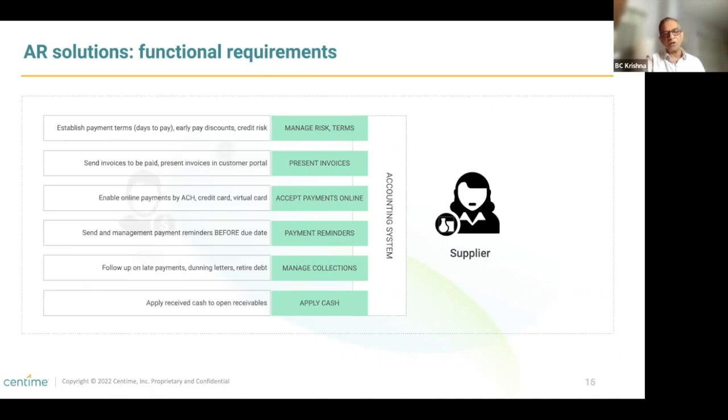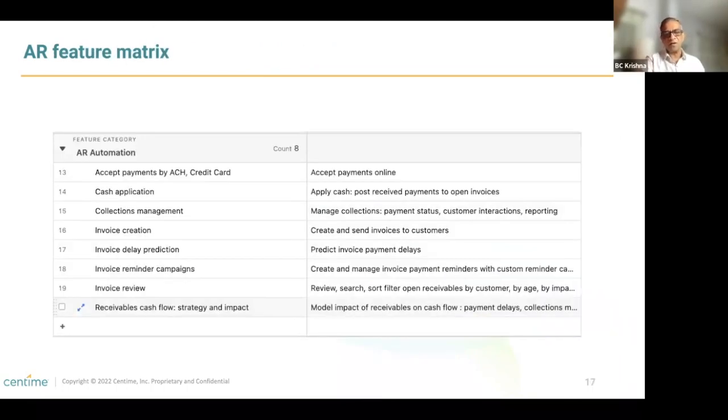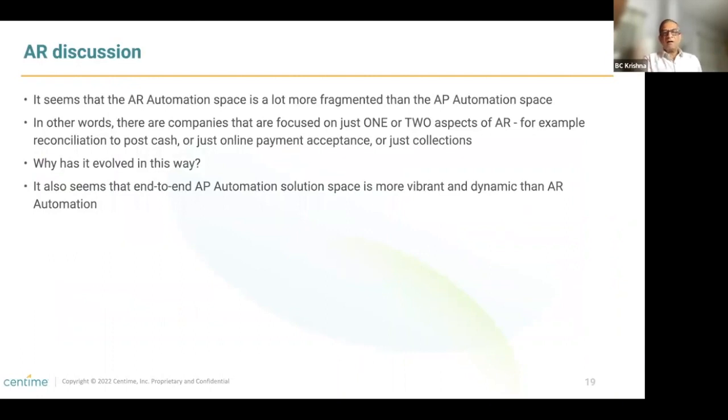So again, what we've tried to do is to highlight a little bit more of the detail associated with each of these things. And then, like I said earlier, a matrix that helps you assess how important these are to your own buying journey. AR, it's a lot more fragmented, it seems, and Ken, please jump in at any time. One of the things that I'll tell you is that it feels to us that maybe it's because AR has historically, the receipt of cash has been historically seen as more important, more critical. After all, it's cash. Businesses have invested in many more point solutions in the AR space. And I think we're seeing very few of the end-to-end AR solutions. I'll say it differently, fewer end-to-end AR solutions than end-to-end AP solutions.